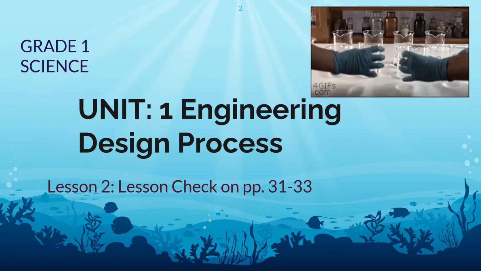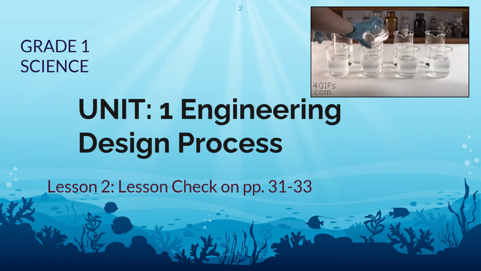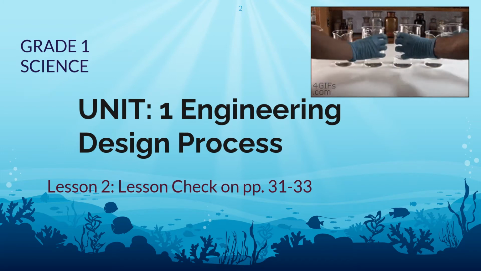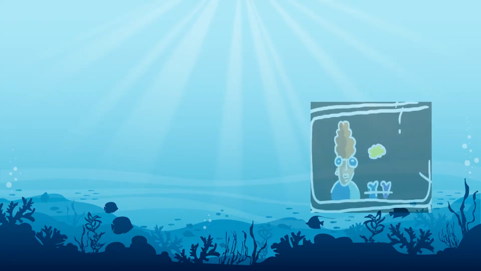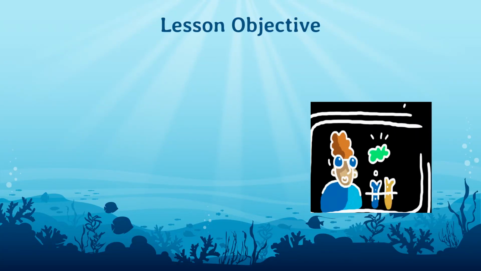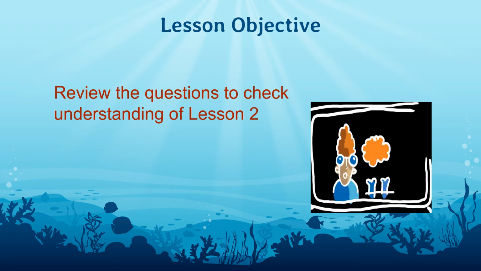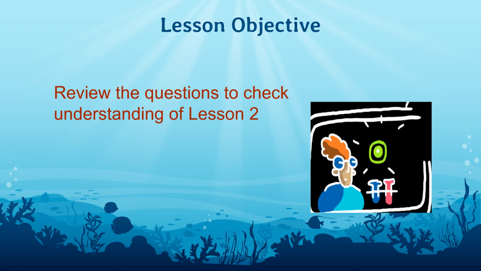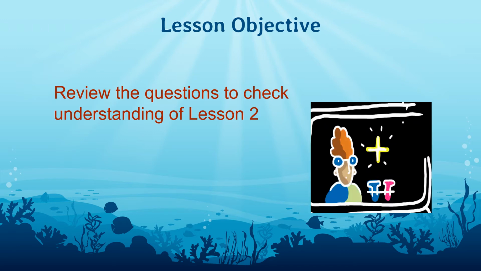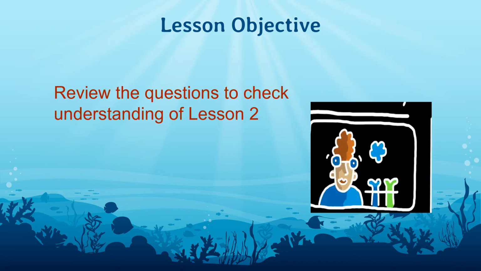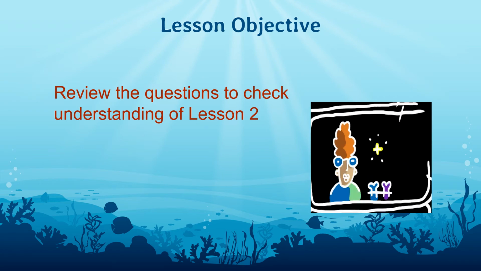As you already know, we are doing unit 1, which is the engineering design process. We are on lesson 2 and we are going to see the lesson check today, which is on pages 31, 32 and 33. The objective for our lesson today is to review the questions to check understanding of lesson 2. Now what I want you all to do is to make sure that you have your books with you and that you open them on page 31.